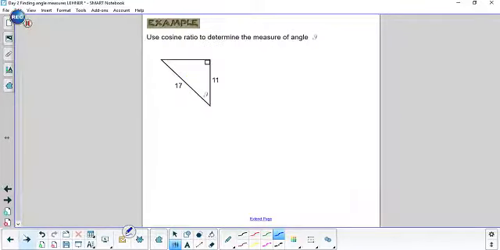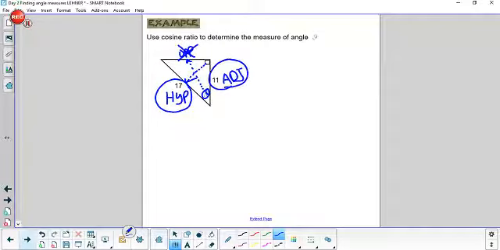So let's try another one. This time we are told we are going to use the cosine ratio. So once again, let's start by labeling. Across from the 90 degree is our hypotenuse. Our angle theta was right here. Across from angle theta is the opposite side. Adjacent is the third side. Let's see what we know. There was no marking on opposite. We are told 17 is the hypotenuse. The adjacent is 11. This is why we were told to use cosine.